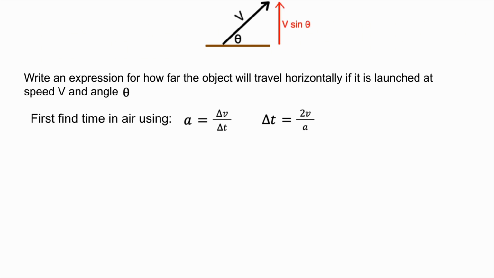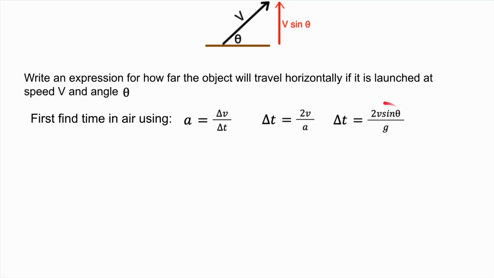And therefore, I have to keep in mind that in this case, I don't use v, I have to use v sine theta. It's not this one that's keeping me in the air, it's this one that's keeping me in the air. So I have to substitute v here with v sine theta. So this is going to tell me how long the object's in the air. It's going to go up for v sine theta over g and come down for v sine theta over g.